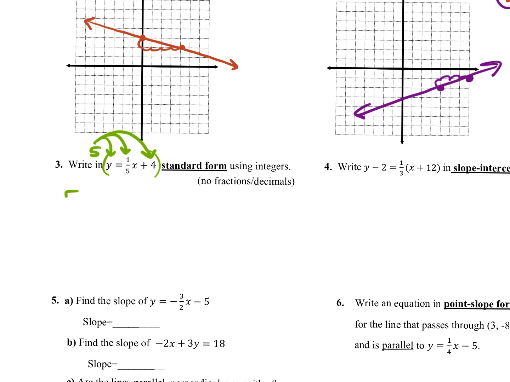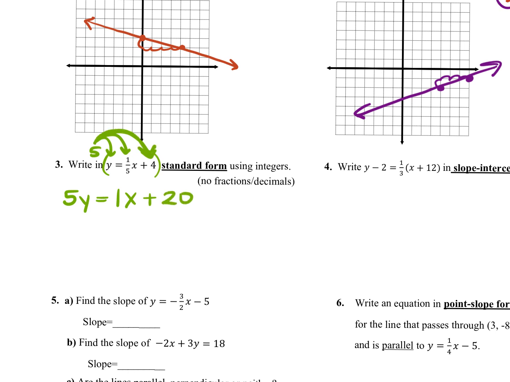So it's going to be 5 times y. What's 5 times 1/5? 1, right? 5 times 1/5. It will always be that numerator. So 1 times x plus what? Plus 20. Make sure you multiply by the 5.